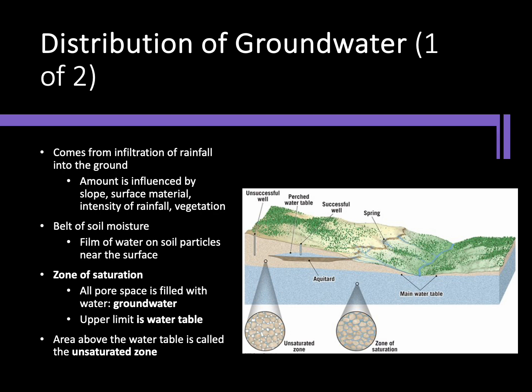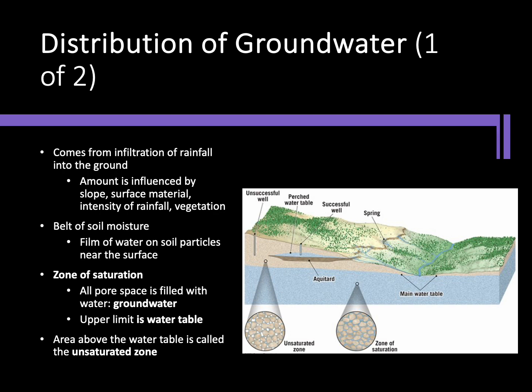All of the groundwater that's stored under the ground came from some form of rainfall. That rainfall was able to infiltrate into the ground, and again, the amount of infiltration is going to depend a lot, especially on the slopes, how steep is the gradient in the area, what kind of surface material covers it, how intense and how long did the rainfall happen, and if and what kind of vegetation is on the surface.